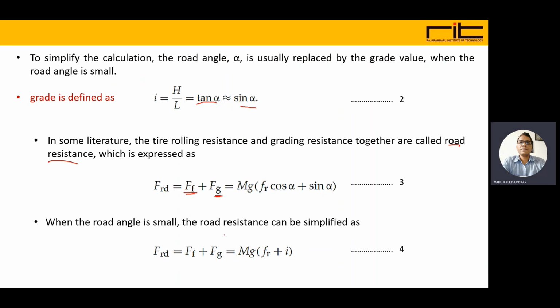When the road angle is small, the road resistance can be further simplified. So the road resistance Frd is equal to Ff, that is the rolling resistance, plus grading resistance, that is mg fr, which is simplified here. This term is taken as fr, and sin alpha is now taken as i, that is the grade here.